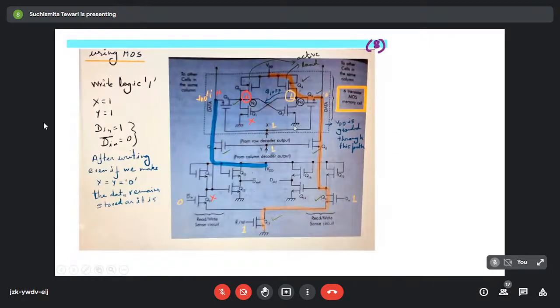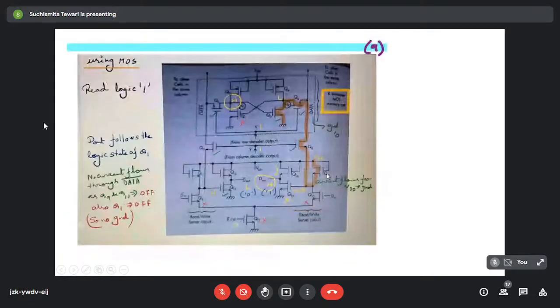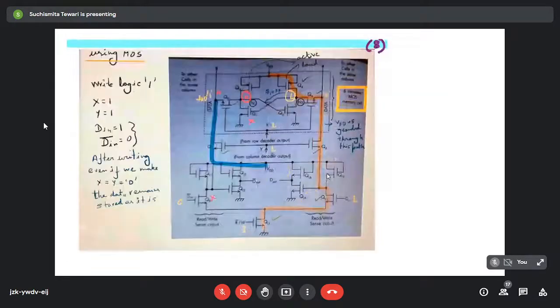So basically don't try to memorize whether Q1 or Q2 is following the logic state. Just remember that in the case of MOS-based memory, the transistor on the right side follows the logic level of the transistor on the left side. In SRAM built using MOS, the left transistor follows the logic state of D in, while when we are dealing with SRAM with BJT, the transistor situated at the right side follows the logic level of D in. So this is basically the static RAMs that we have seen using BJTs and using MOS transistors.